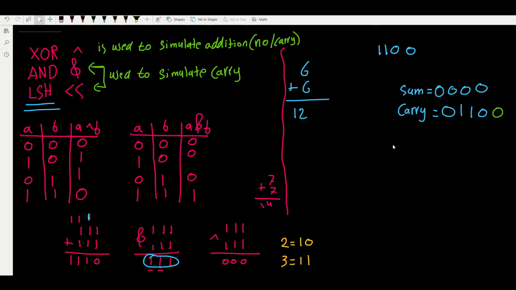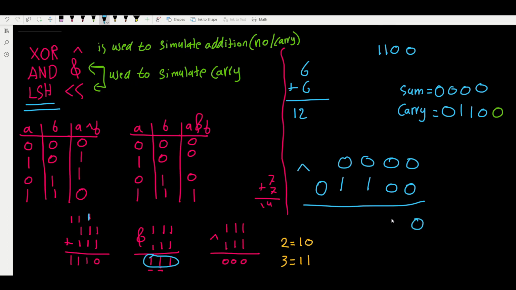Now, what do we do now? Well, of course, we need to add the carry to the sum. What is 0000 plus 01100? Well, we said to do the addition, we use the exclusive OR. 0 and 0 is 0, 0 and 0 is 0, 0 and 1 is 1, 0 and 1 is 1. Of course, 0 exclusive OR with 0 is 0. So here's the answer, 1100. And what is this? This is 12 in binary.